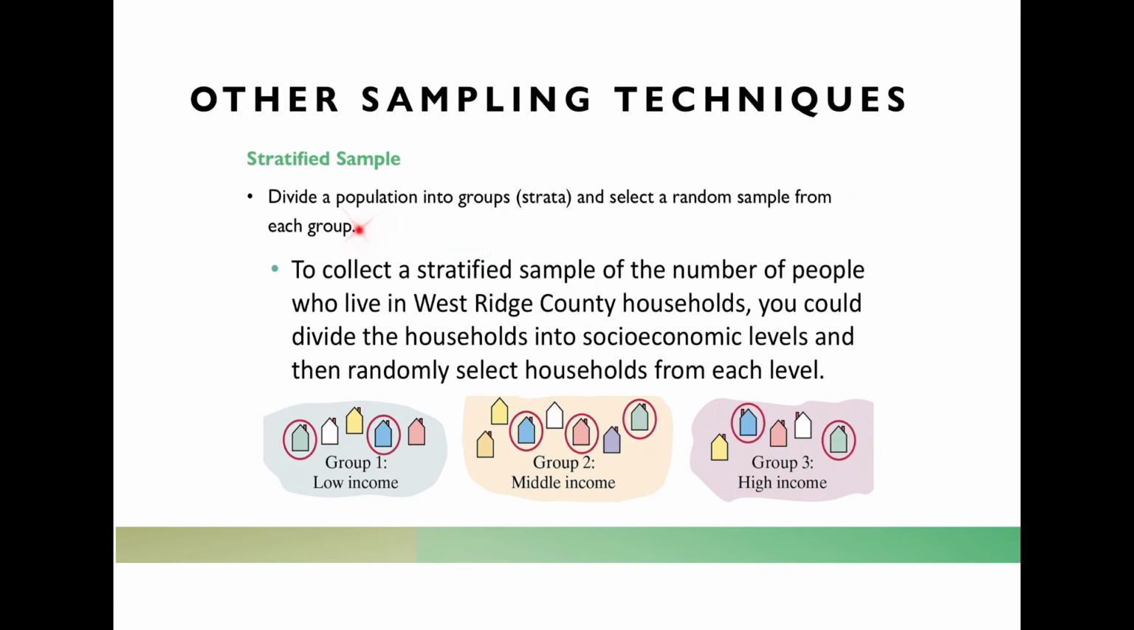All right, so here's where we divide our groups into strata, but then from those groups, from those what we call strata, we collect random samples. So to collect a stratified sample of the number of people who live in West Ridge County households, you could divide the households into socioeconomic levels and then randomly select households from each level. So you see we've created these 3 different groups, and then we randomly select households within those groups. That's called a stratified sample.